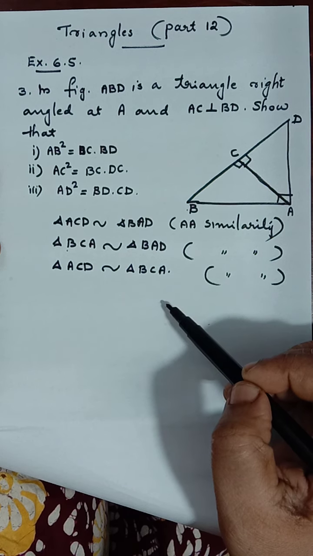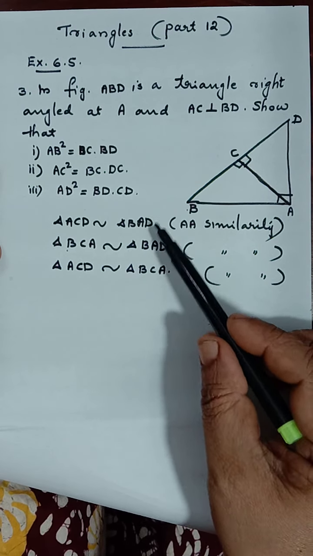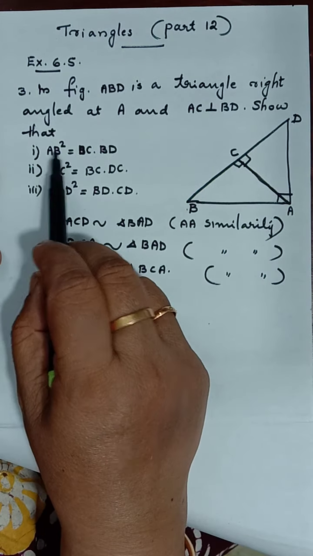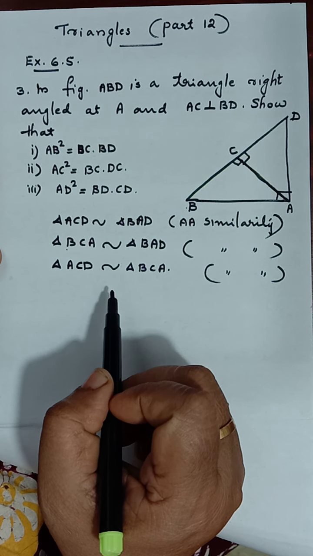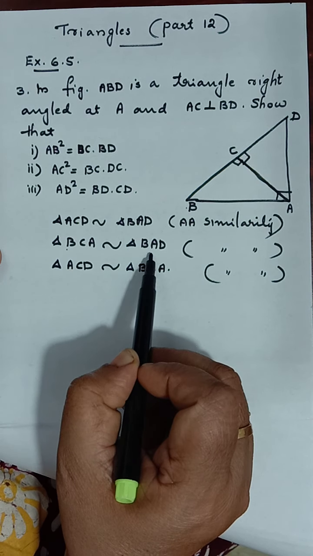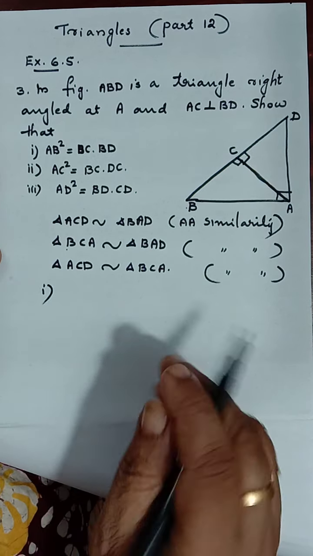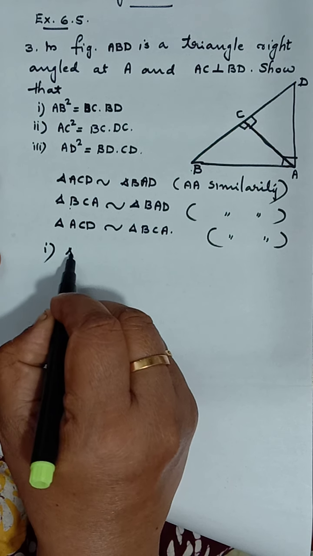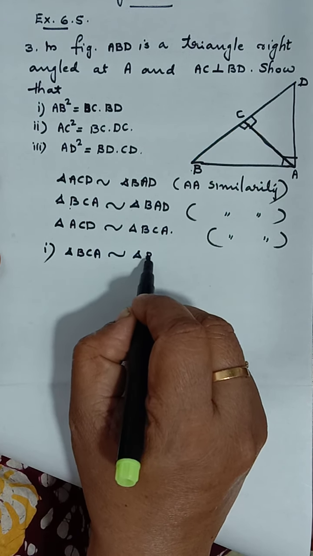So these three similarities we got. From these three similarities we will choose which similarity is applicable for proving the first one. For getting AB square, we need two ABs. From where will we get it? So let us take the second one, AB is here, BA is there. That is how we will choose. So for the first answer, we are choosing the second similarity, that is triangle BCA similar to triangle BAD.